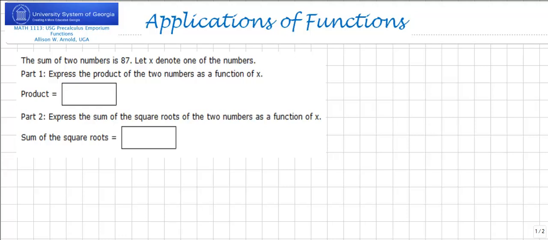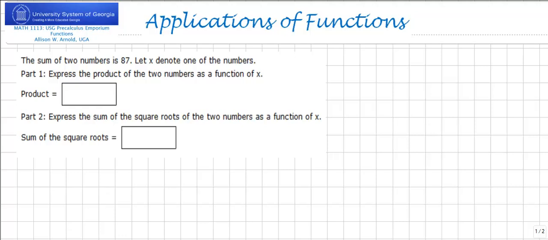Now it's time to finish our discussion of functions by looking at some application problems. The question at hand is, the sum of two numbers is 87. Let x denote one of the numbers. Part 1 is express the product of the two numbers as a function of x. And part 2 is express the sum of the square roots of the two numbers as a function of x.